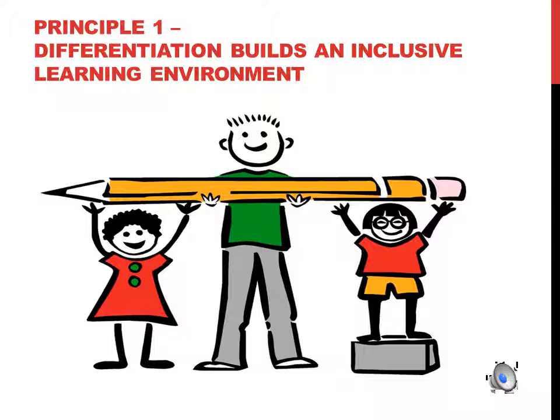Principle 1. Differentiation builds an inclusive learning environment. Differentiation is an adjustment of teaching and learning practices and environment to ensure that all students can participate in the same learning experiences, regardless of disability, ethnicity, culture, or religion, alongside their peers. In a differentiated learning environment, students have opportunities to achieve and experience success, and this leads to all students feeling supported and included.